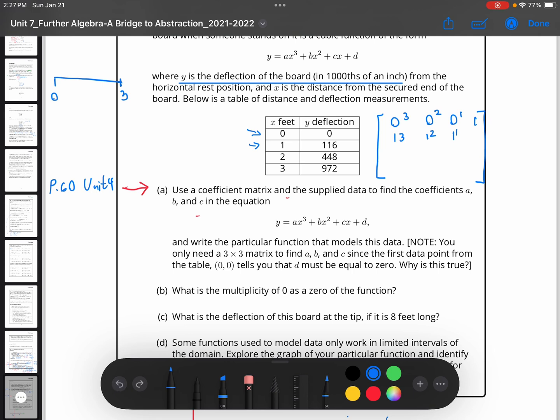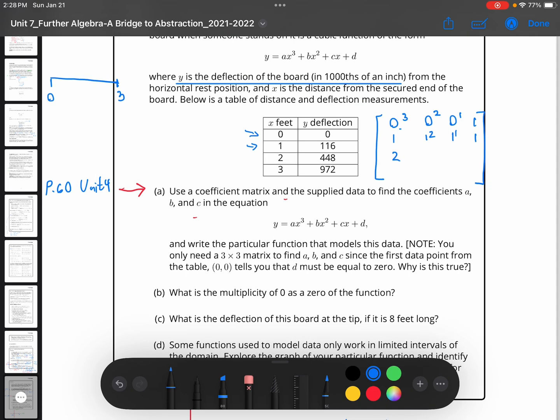2, that looks like a 13 here. Let me make sure we're on the same page. This is 1 to the third power, not 13. So 2 to the third, 2 to the second, 2 to the first, and 1. And then finally, 3 cubed, 3 squared, 3 to the first, and 1.